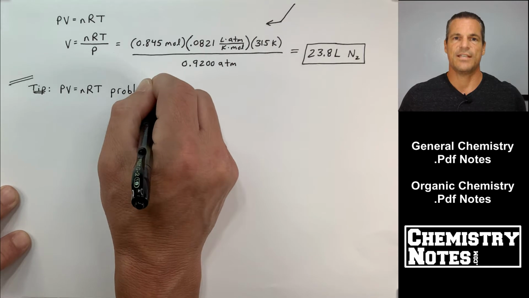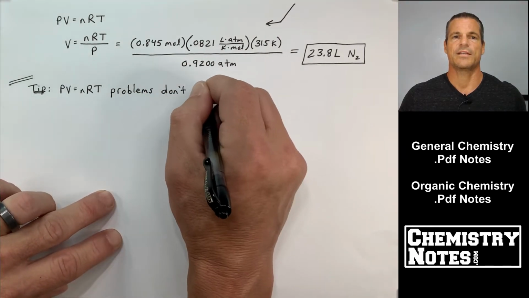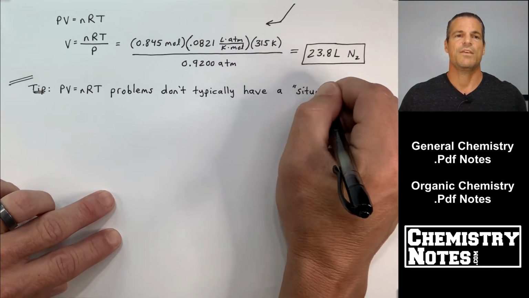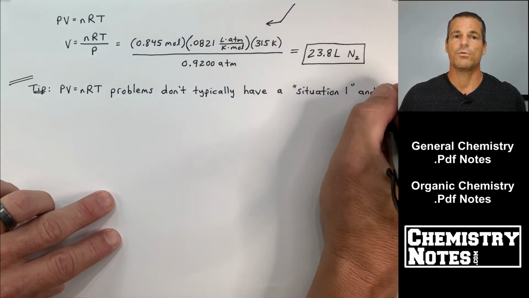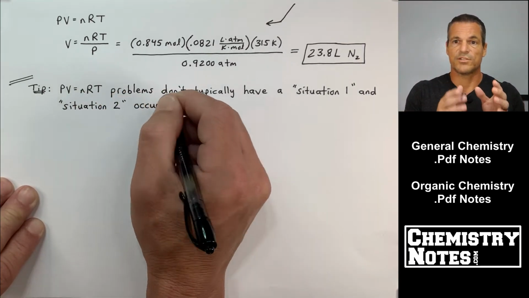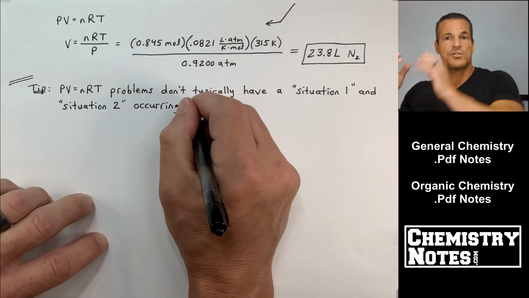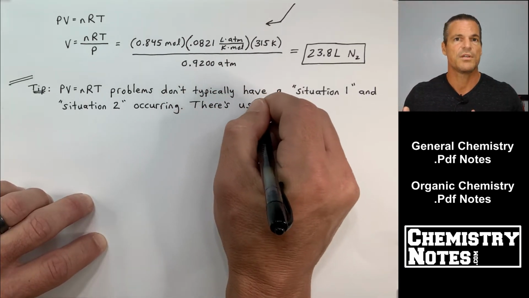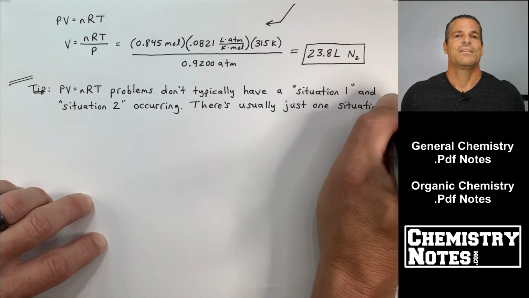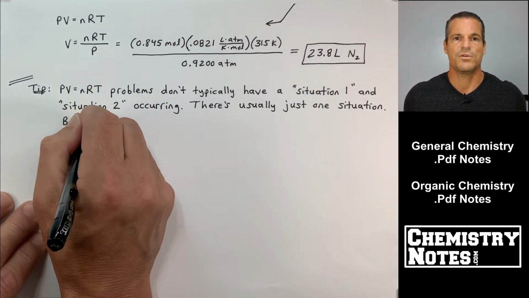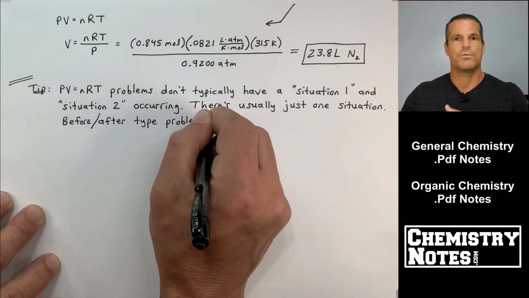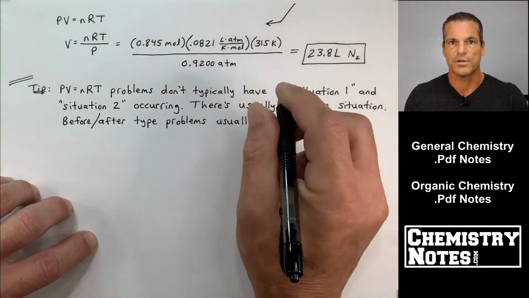Now, here is a very important tip that I want to tell you guys about regarding these PV equals nRT problems. PV equals nRT problems don't typically have a situation 1 where there is a certain pressure and volume, for example, and a situation 2 where we have a new pressure and we're asked to solve for this new volume. PV equals nRT problems, there is no situation 1 and situation 2. There's usually just one situation. They give you pressure, they give you volume, they give you moles. You have to solve for temperature, etc.